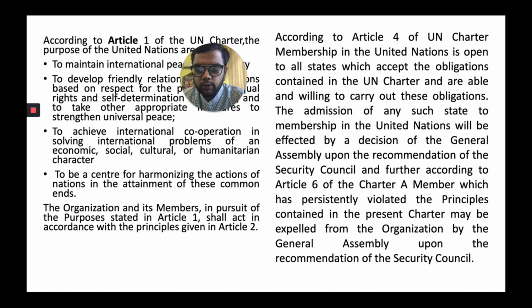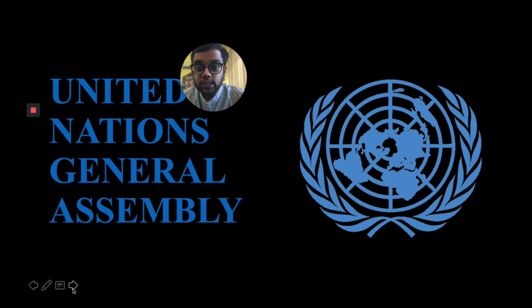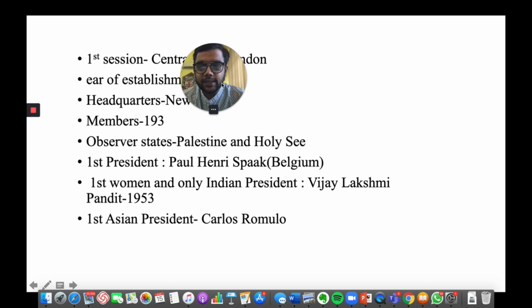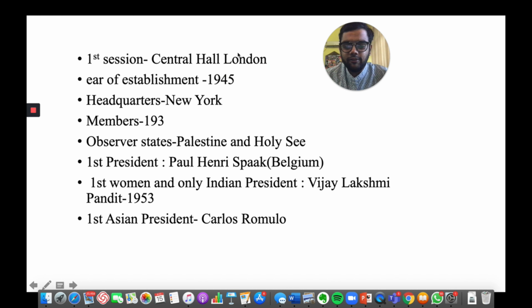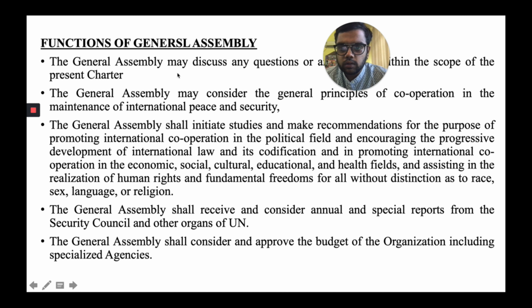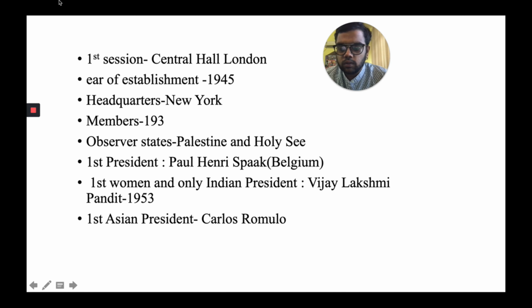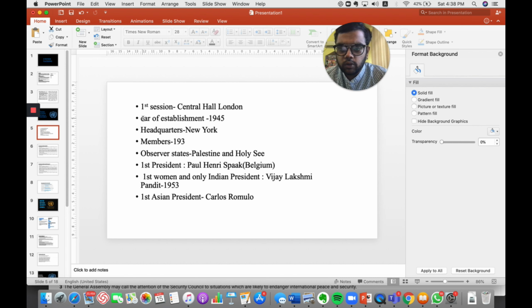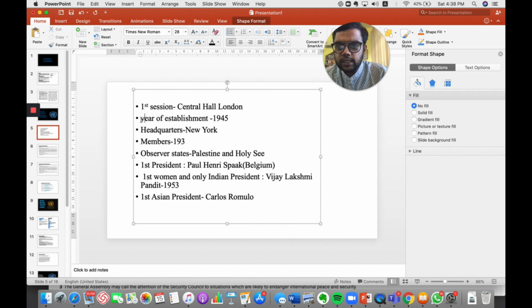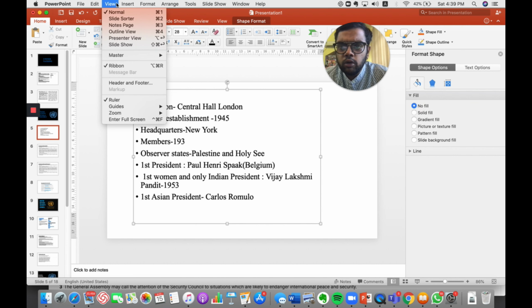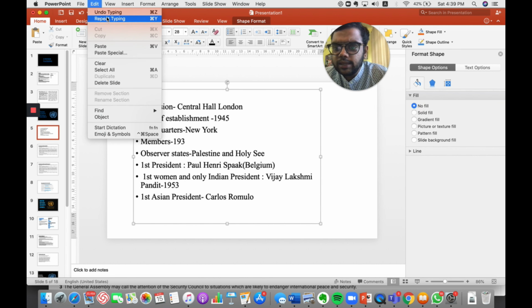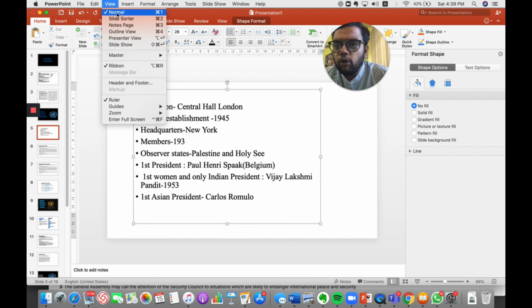Now let us first study the General Assembly, which is the first organ of the United Nations. The United Nations General Assembly was established in the same year, 1945, and the first session was held in Central Hall, London. I am sorry for this mistake, I'll rectify it. It's the year of establishment. As we know, it was established in the year 1945 and is headquartered at New York. The United Nations General Assembly basically constitutes all the member states.